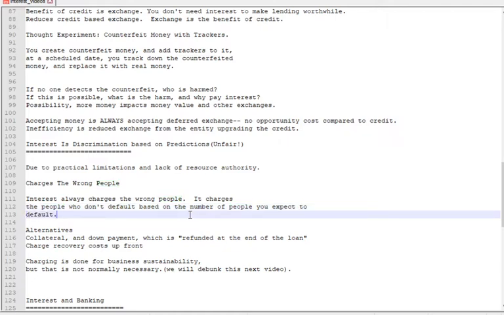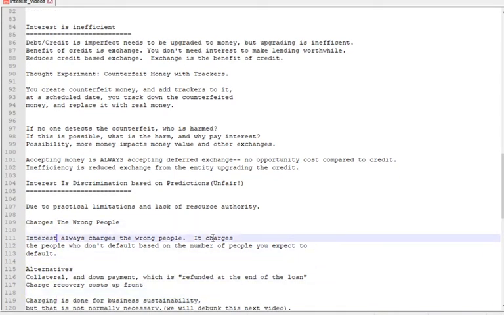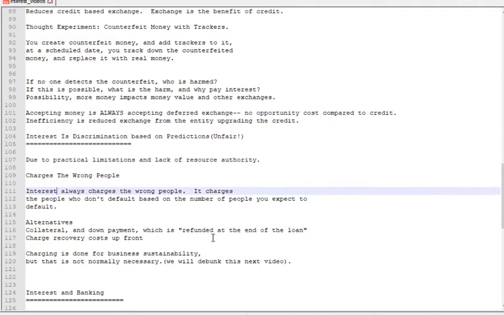Now, this is done for practical reasons. The lender needs to be able to profit from loans. We'll get to banking next time, and why banks may not actually need to profit in a conventional sense. They should profit from providing the service of bookkeeping for the benefit of the public and private parties. Anyway, you're always charging the wrong person when you charge interest. If the person doesn't default, then they shouldn't have paid the extra interest. If they do default, then they should.